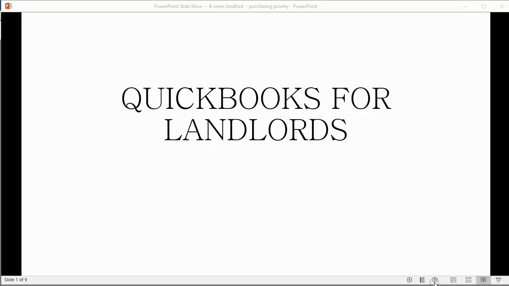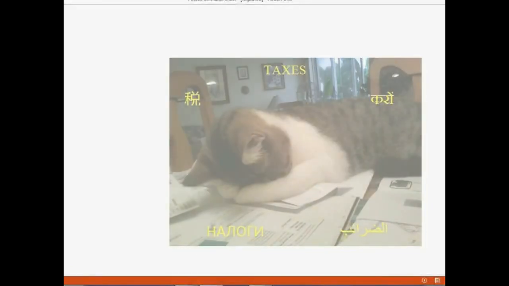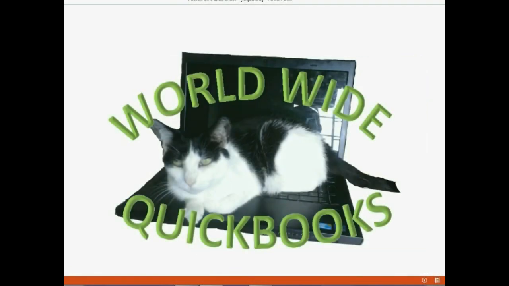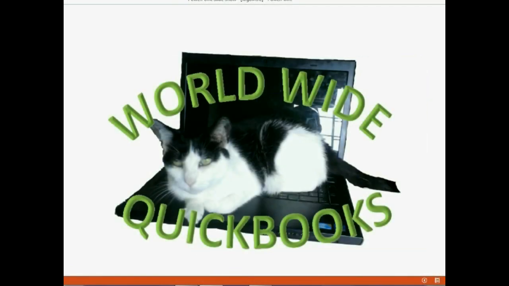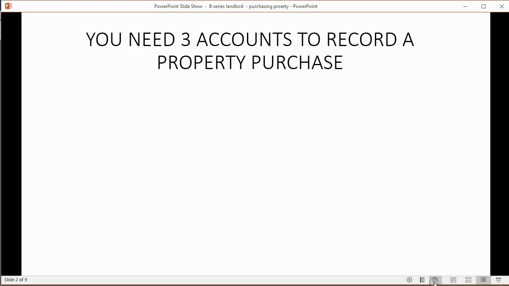And now we will learn how to record purchasing a new property. You need 3 accounts in your chart of accounts to record a property purchase.